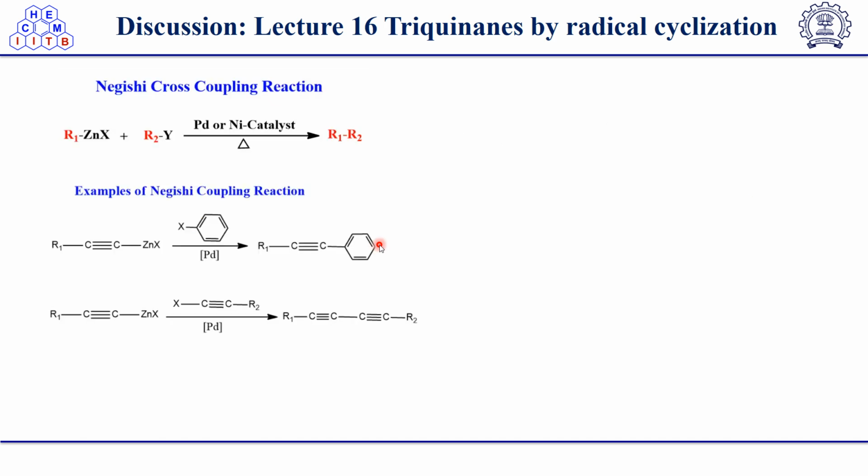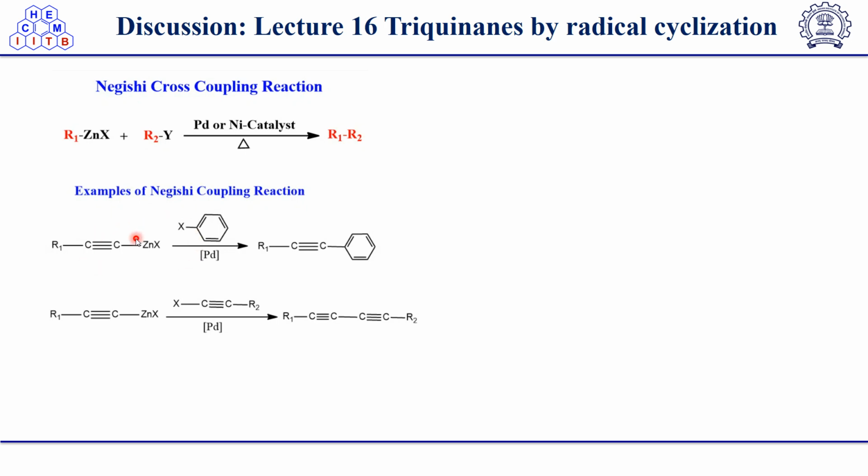Next was the Negishi cross-coupling reaction, which is a palladium catalyzed cross-coupling between these organozinc halide compounds, like alkynes coupled with the zinc, and these types of halides, which will result in coupling between R1 and R2, resulting in this carbon-carbon bond formation through the zinc complex, and it is catalyzed by palladium or nickel. So this is known as the Negishi cross-coupling reaction.